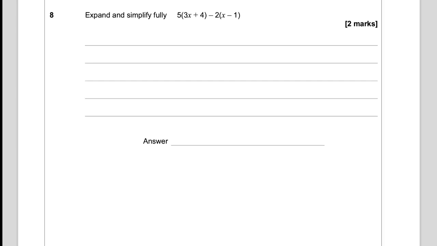Right, question 8. Expand and simplify fully this. So I'm going to expand each bracket first of all. 5 times 3x would give me 15x. 5 times 4 would give me plus 20. And then minus 2 times x would give me minus 2x. Then we've got a double negative to watch out for. Minus 2 times minus 1 is plus 2.